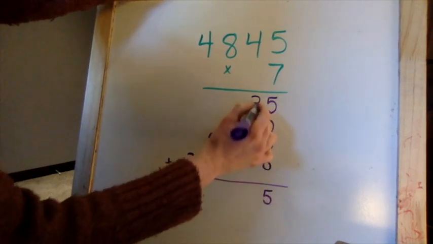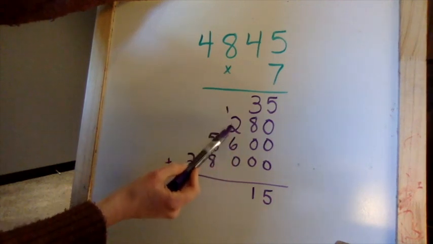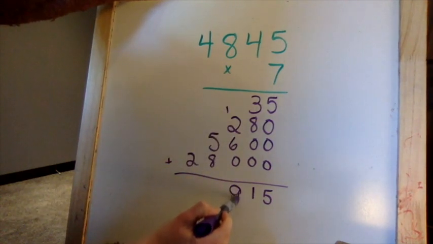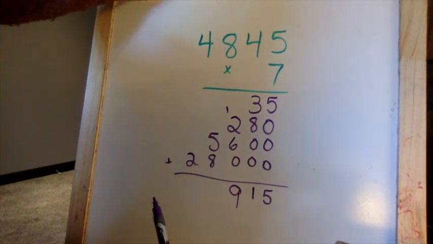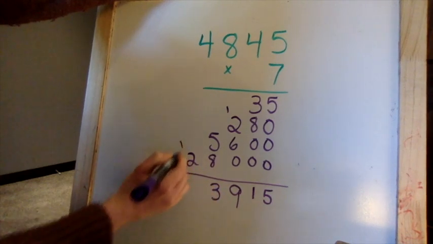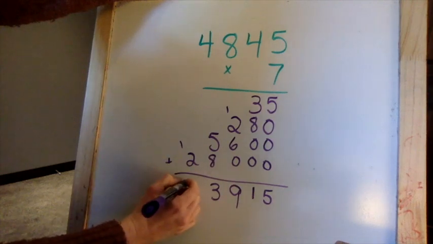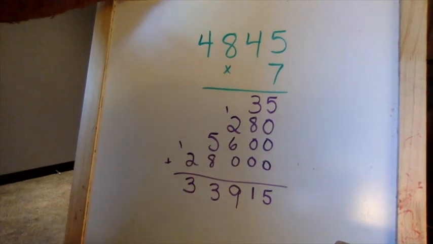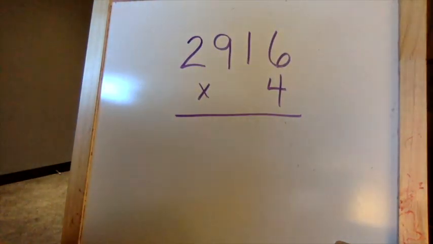5, 3 and 8, 9, 10, 11. Okay, and now I have 3 plus 6 is 9 hundreds. 5,000 plus 8,000. 5 and 8 is 13. Okay, and then 30,000. So it's 33,915. So let's do this right here.